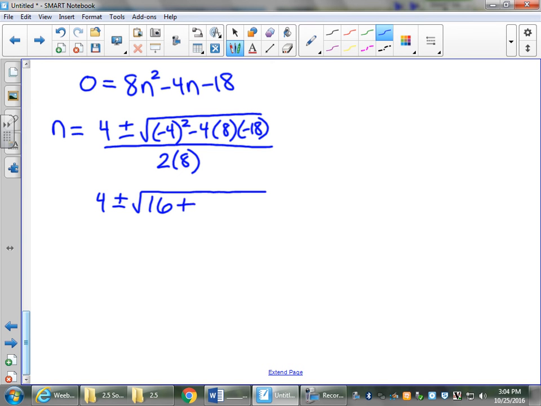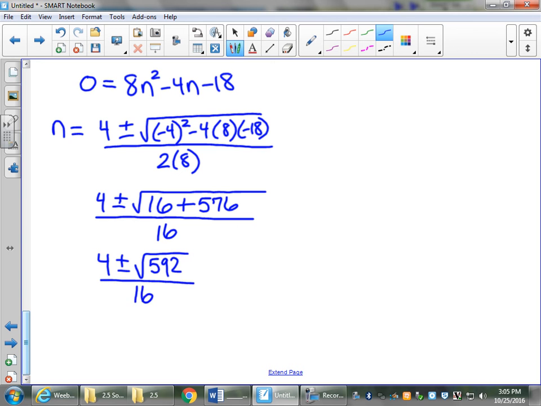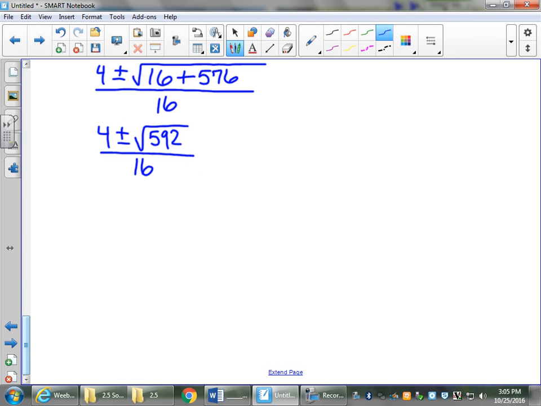That'll turn positive. And then if I multiply those, 4 times 8 is 32. And then I'm going to multiply 32 times 18 to get a larger value of 576. And this is all over 16. Go ahead and add these together. 576 plus 16 is 592 over 16. All right, we got it down to the end.